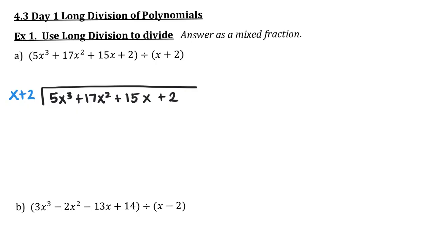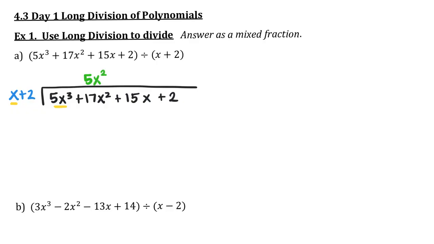Now when I look at this, I'm going to look only at the first term here and the first term here to start with. I want to think, what do I times this so it equals this? I'm going to do this times 5x squared, and that's going to give me 5x squared. I like to line it up under the like terms. So this is x cubed, and I'm going to put the 5x squared here. It helps me figure out when I get to the remainder.